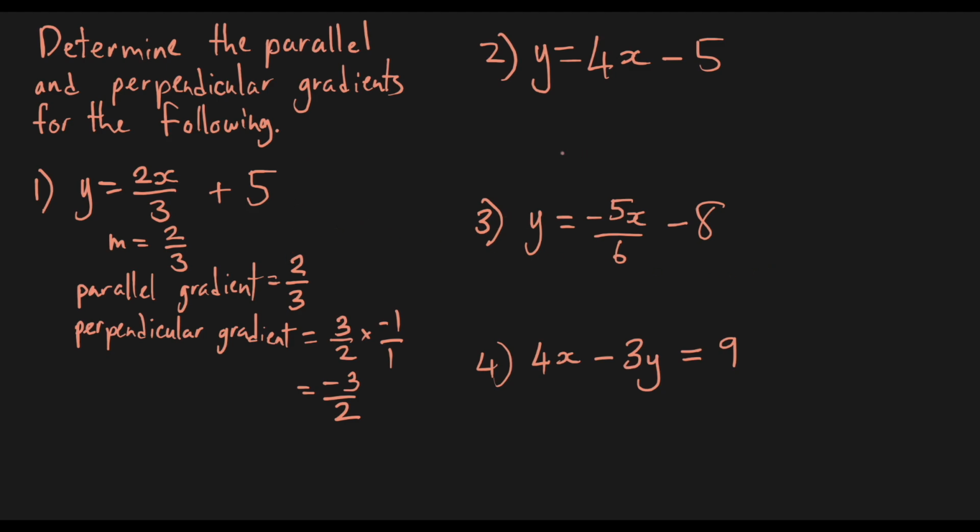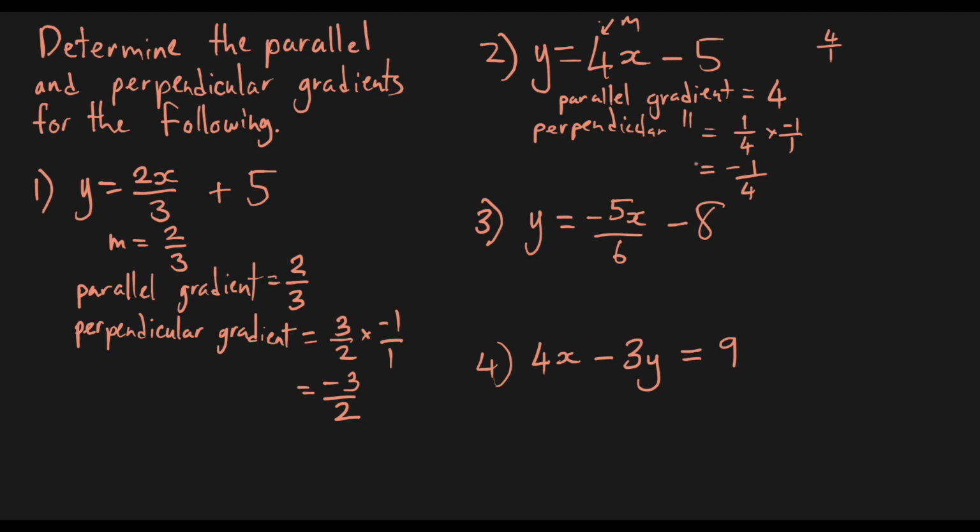Alright, so for this one here, we can see the gradient by identifying mx plus c. This is m, so the gradient is m. A parallel gradient would be the same. Now for the perpendicular gradient, we would find the reciprocal of 4. Remember, 4 as a fraction is 4/1. The reciprocal of that is 1/4, and then we multiply that by -1. So we'll end up with -1/4 as our perpendicular gradient.